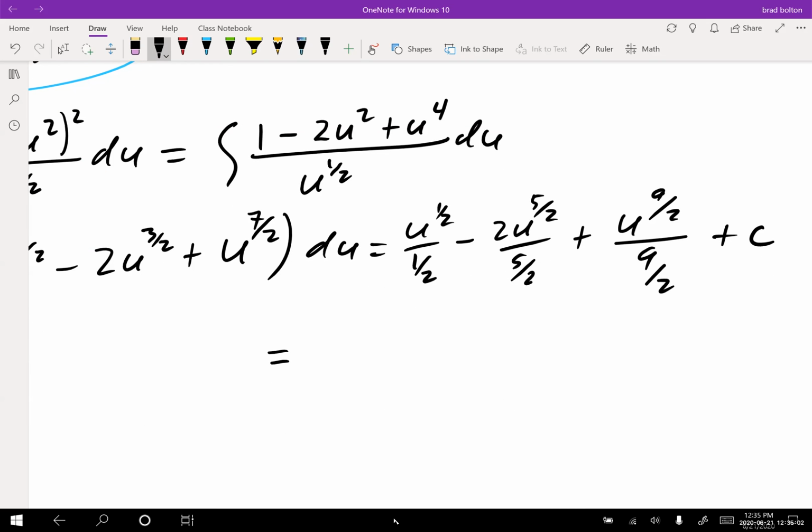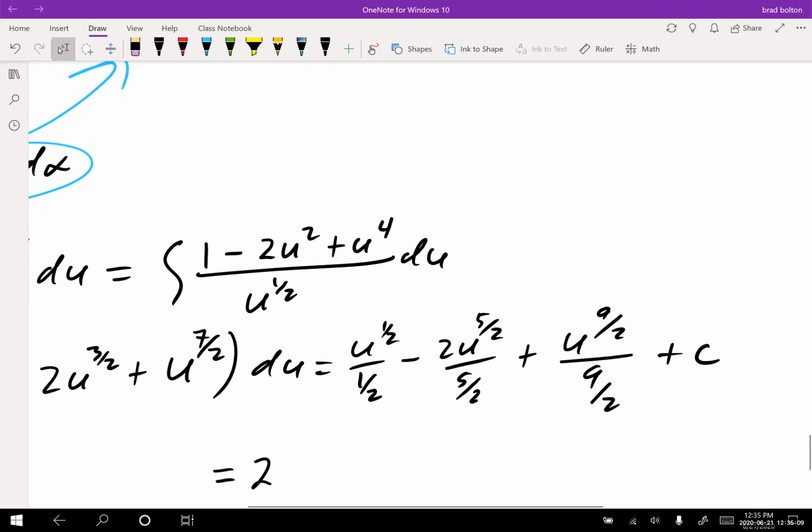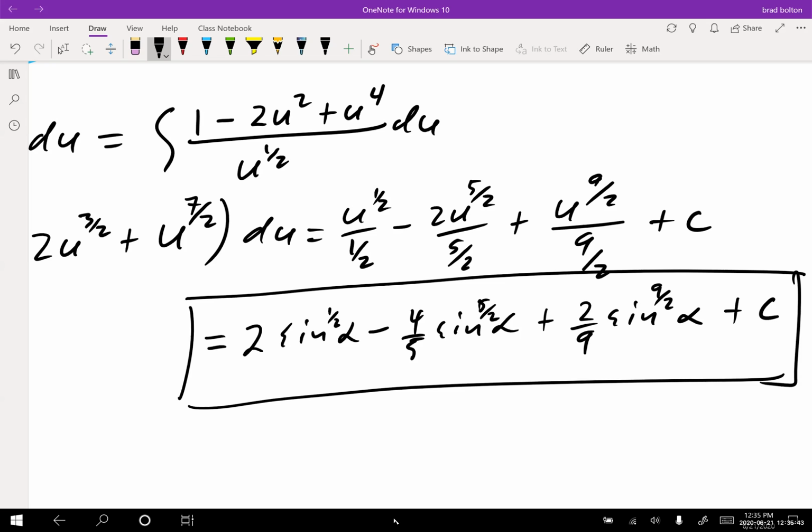So let's see what this cleans up to. This will be 2, and we said u way over here was sine alpha. So this is going to be 2 sine alpha to the 1/2 power minus 4/5 sine alpha to the 5/2 power, and then plus 2/9 sine alpha to the 9/2 power plus c. I think I made a little mistake in my notes. That's why I paused. I just had a mental typo. For some reason, I put 4/5, but it's to the 5/2. Let me clean this up.